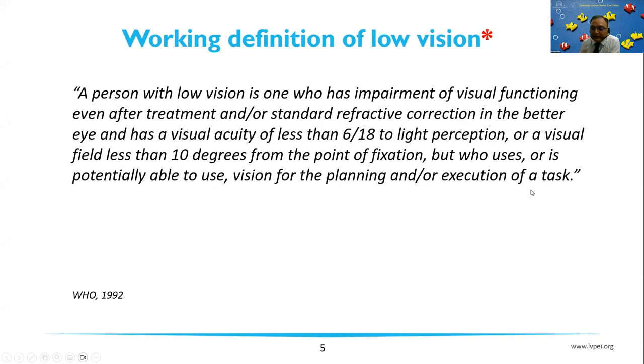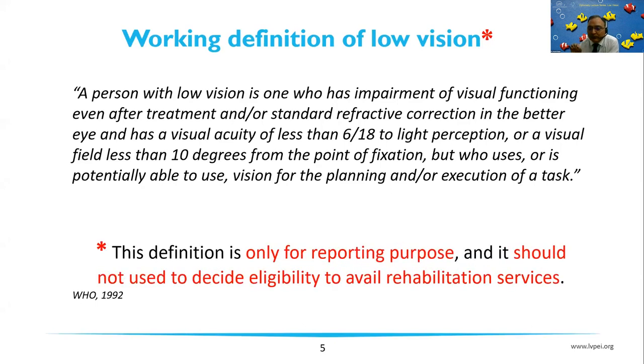People often consider this as the referral criteria, but what they do not focus on is this asterisk here. What is the condition applied here? This definition is only for reporting purposes, and it should not be used to decide eligibility to avail rehabilitation services. That is so important. When this consensus document was written, they had very clearly mentioned this is for reporting purposes. When you're reporting the persons whom you provided services to, you report how many people are in the category of low vision, how many are in the category of blindness, and how many are in the category of normal vision.